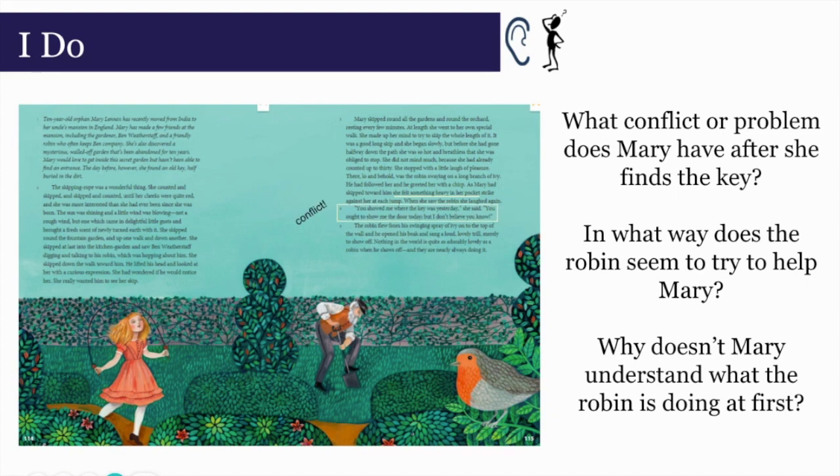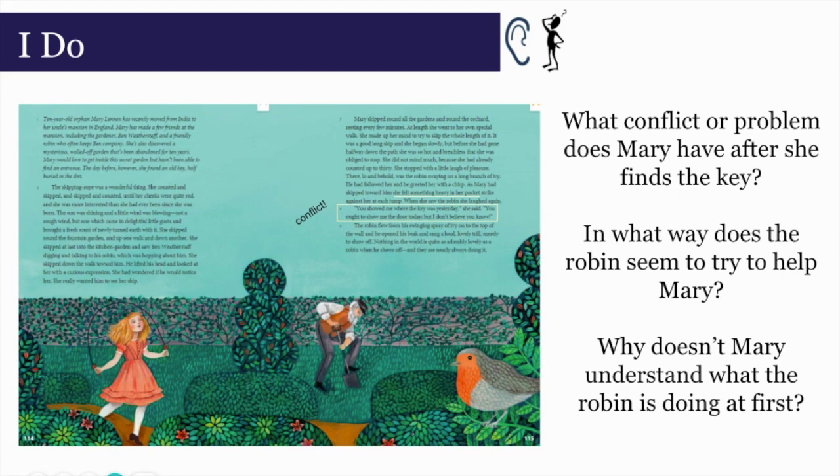Let's continue reading paragraph 5. The robin flew from his swinging spray of ivy onto the top of the wall, and he opened his beak and sang a loud, lovely trill, merely to show off. Nothing in the world is quite as adorably lovely as a robin when he shows off, and they are nearly always doing it.